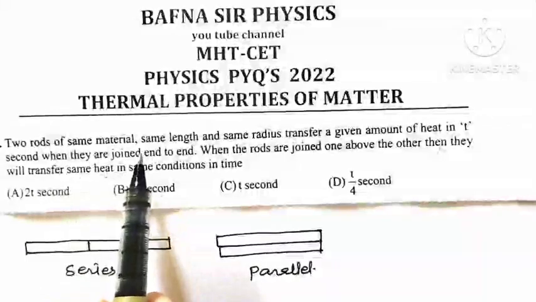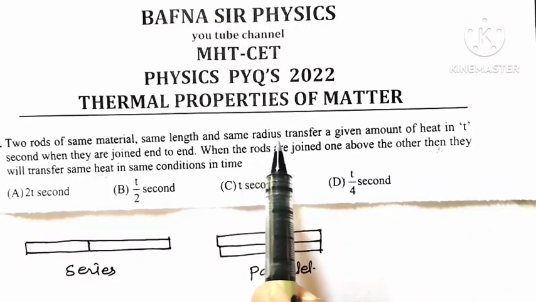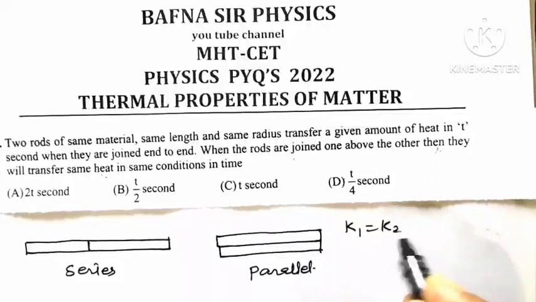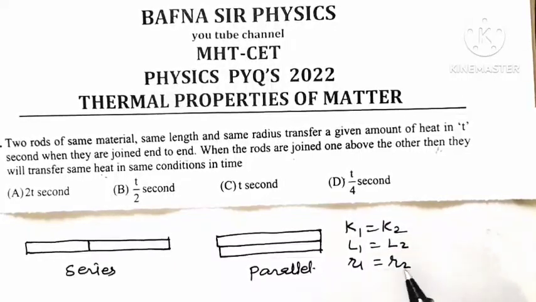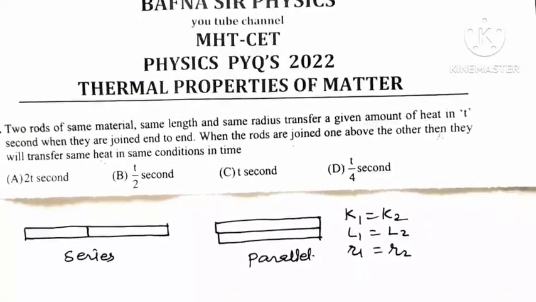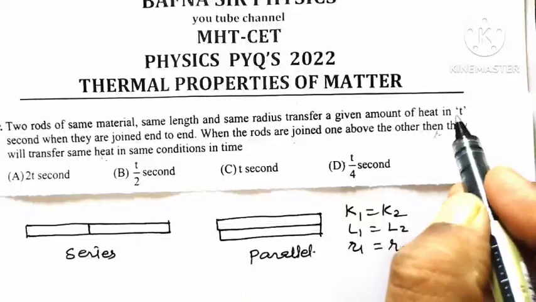Two rods of the same material, same length and same radius. Two rods of the same material means K is the same, K1 equal to K2, same length L1 equal to L2, same radius R1 equal to R2. They transfer a given amount of heat in T seconds.